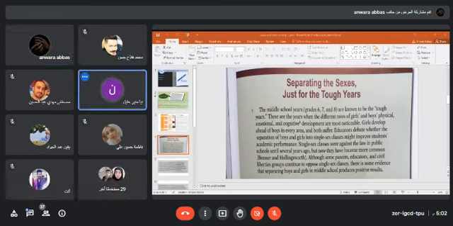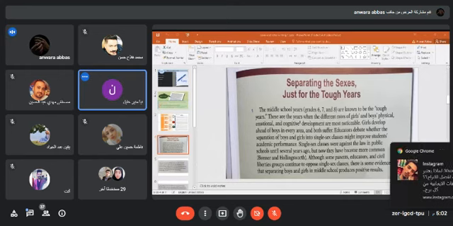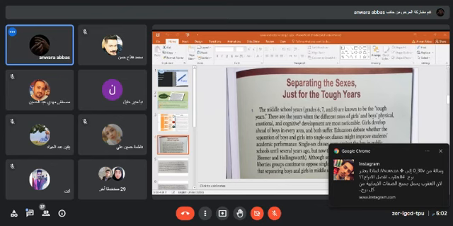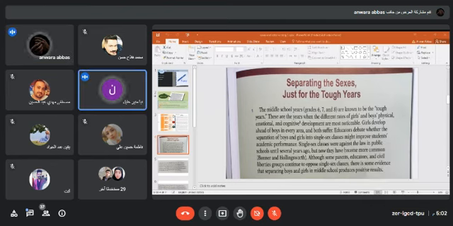Okay, yes. I think it starts when he said educators debate whether the separation of boys and girls into single-sex classes might improve students' academic performance. He specified that the separation will be useful for their academic performance, for their education. From that, I think. Which means, Naba, did he directly say that? No, directly no.